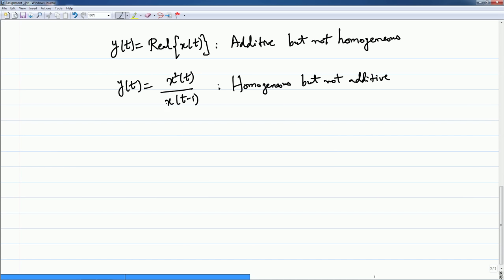I gave you the rule of thumb about products, and there is a product and a quotient, x square of t divided by x of t minus 1. Clearly it will not be linear, but it will not be additive. It is easy to show that, but it is homogeneous.